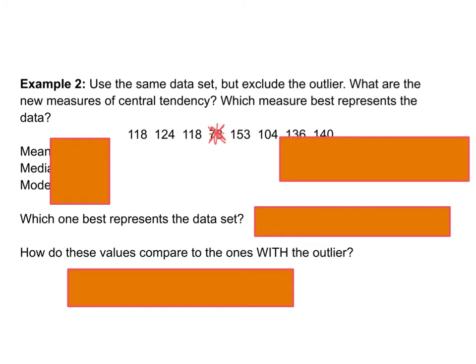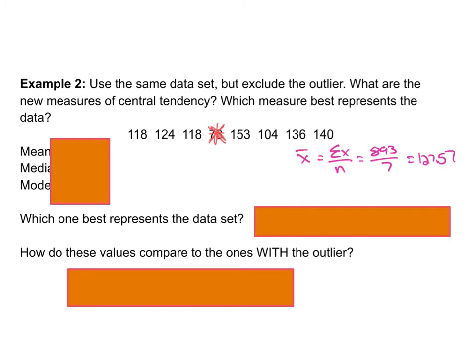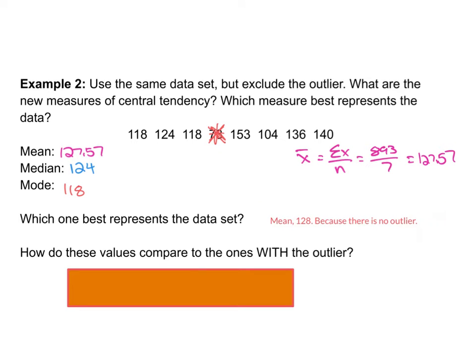Okay, looking first at our mean, x bar, our summation of x over n. We want to get in the habit of identifying them and calculating that out: 127.57. If we scroll down to the median, we got 124. And mode, most often, is still 118. Which one best represents the data set?